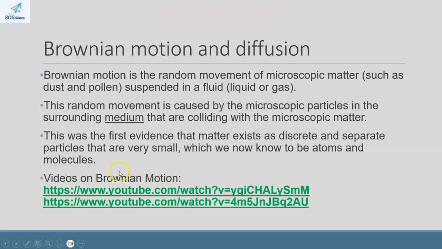Now, I'd like you to watch these videos on Brownian motion because one gives a really good explanation and the other one shows you dust under a microscope, so you can actually see this random movement under a microscope in this video.